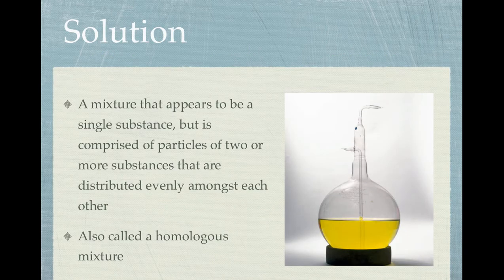So a solution is a mixture that appears to be just one substance, but it's actually comprised of two or more substances that are just evenly distributed amongst each other. This is also called a homogeneous mixture, and if you look in the picture there to the right, it looks as if it's just one substance, but really it is a mixture of two or more substances that simply look like one object or one single substance.